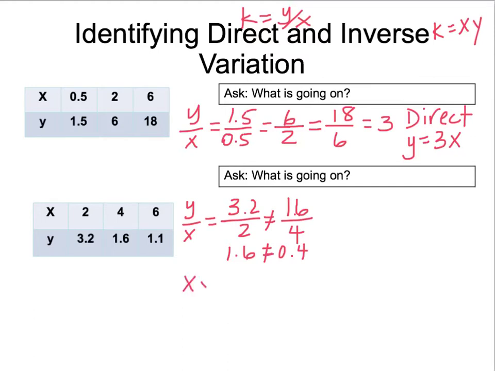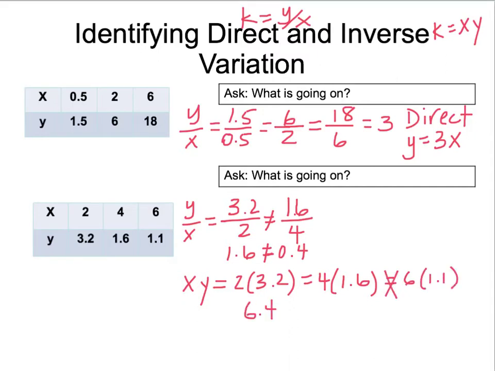So let's check the other possibility, which is x times y. 2 times 3.2, that's 6.4. 4 times 1.6, that is also 6.4. Is that equal to 6 times 1.1, which is 6.6? No, it is not. This is 6 4/10, but this last product is not 6 4/10. It's 6 6/10. So this is not direct.